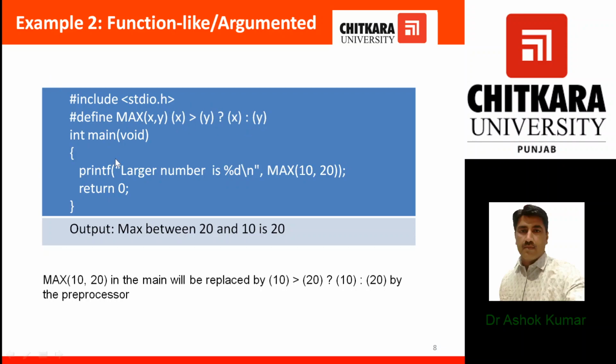So when you run this program, as we discussed earlier, this is the macro call. It will get replaced by the definition. So this max(10, 20) will be replaced by the definition. What will appear over here is 10 greater than 20, then 10, else 20. Because this condition is false, 10 greater than 20, it will return the else part, 20. So the result of this entire expression will be 20, and that will get printed over here. So you will get the larger number is 20.